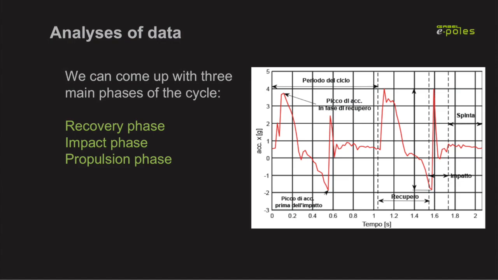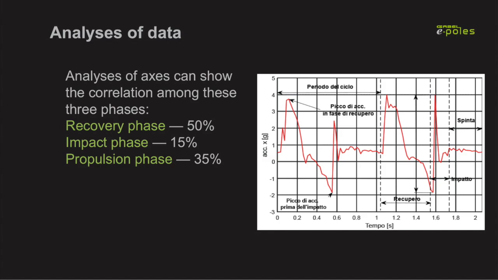And with the help of this data, we can come up with the 3 main phases of the cycle: the recovery phase, the impact phase, and the propulsion phase. This image demonstrates these phases clearly and the intervals between them. We can see that together, the impact and the propulsion phase reflect the moment where the poles were on the ground, while the recovery phase, when the poles are in the air, corresponds to 50% of the whole time. Thus, the recovery phase takes 50% of the whole time, whereas the 2 others sum up to another 50% of sessions.